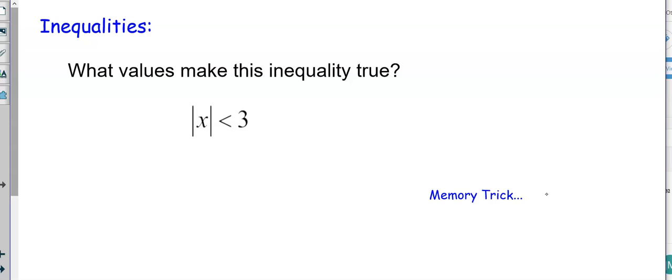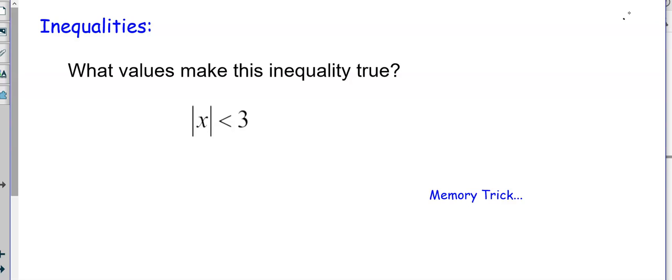Now let's look at inequalities. So this is a little bit tougher, a little bit different. So let's look at these for a minute. Okay, so now we're combining two ideas here. We're doing inequalities, which we studied the other day, and absolute value, which we studied today. So we're kind of combining these two ideas.